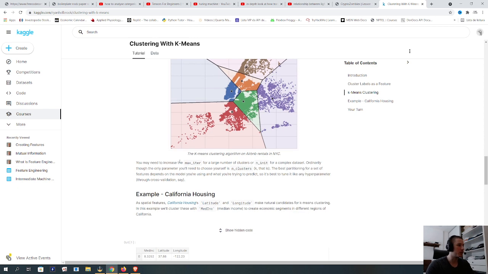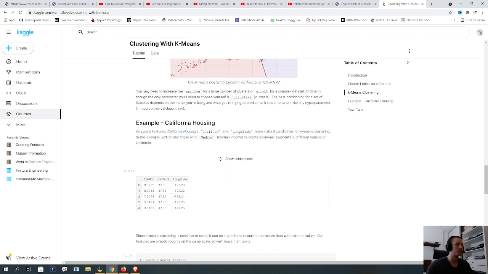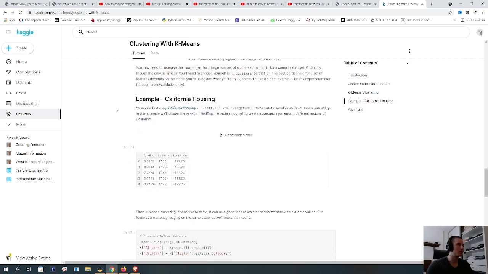We may need to increase max_iter for a large number of clusters, or n_init for a complex dataset. Ordinarily, though, the only parameter you need to choose yourself is n_clusters, k that is. The best partitioning for a set of features depends on the model you're using and what you're trying to predict. So it's best to tune it like any hyperparameter through cross-validation.